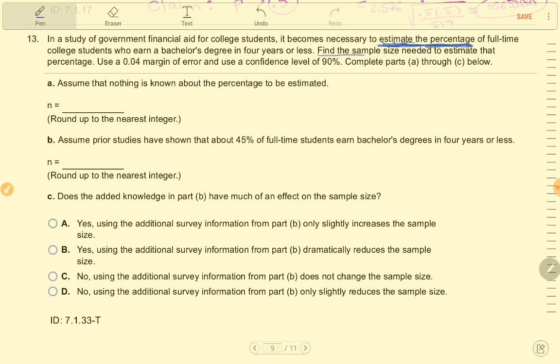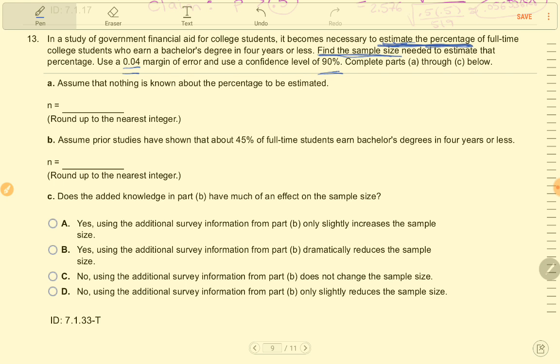So this is our objective. Find the sample size. So we're looking for n now. Needed to estimate that percentage. We want to use a margin of error of 0.04 and use a confidence level of 90%. So based on allowing a maximum margin of error of 0.04 and a confidence level of 90%, that is going to restrict our interval estimate. In order to reach those parameters, we want an n that is sufficient. So we now have to collect enough information to hit those marks for our interval estimate.